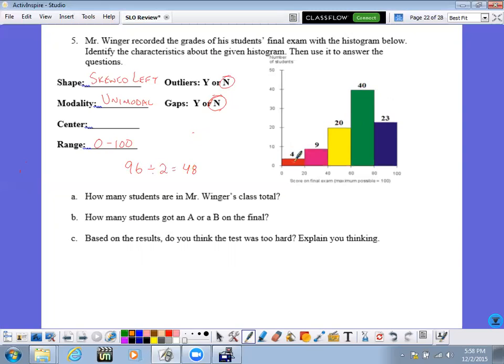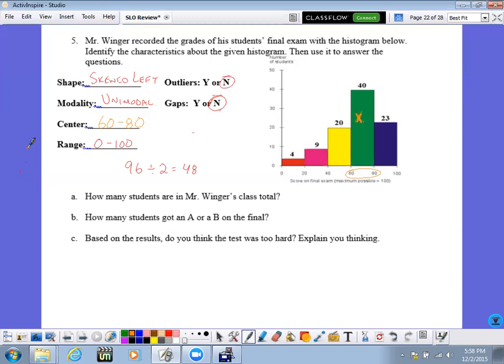So this is not it because that's only 4. That'd be up to the 13th data point, so that's not it. This would be up to the 33rd data point. That's not it. This would be up to the 73rd data point. So somewhere right here in this green column is going to be our 48th data point. Since that's our middle data point, we're going to use these as our center, a range of 60 to 80. The big issue is with the histogram, we don't know exactness, and so we have to use that range to be able to identify a center.